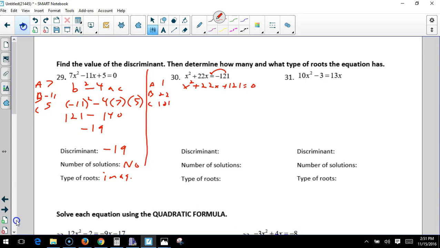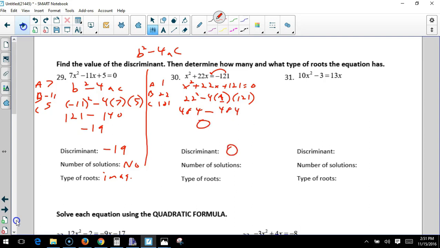Again, b squared. So that's 22 squared minus 4 times 1 times 121. Well, 22 squared is 484. Minus 4 times 121, which is 484, which is 0. So my discriminant is 0.